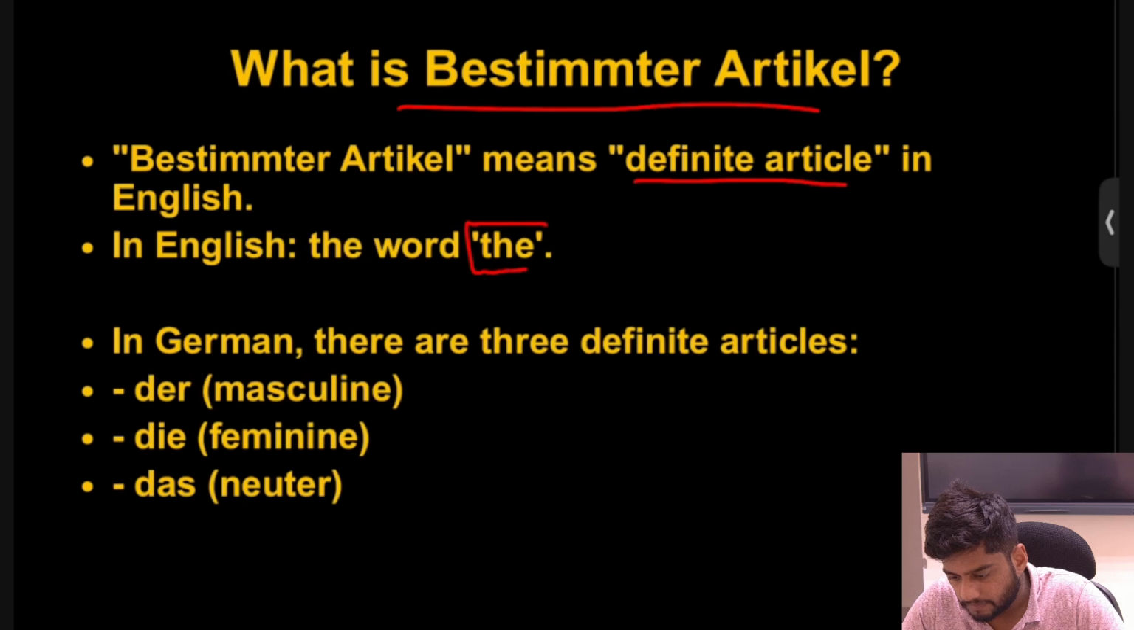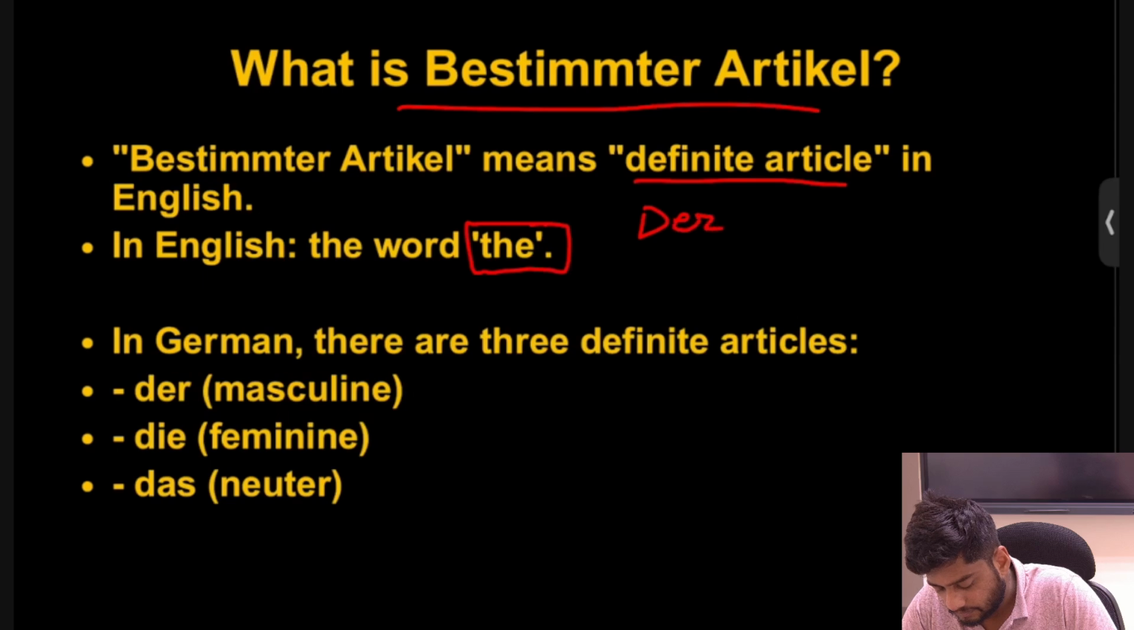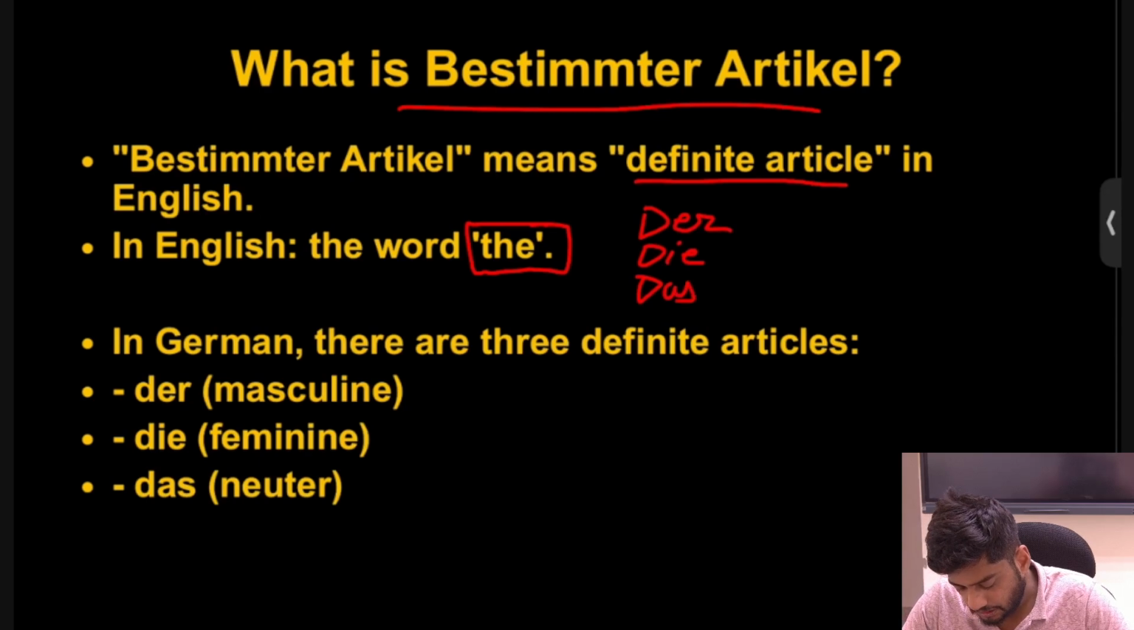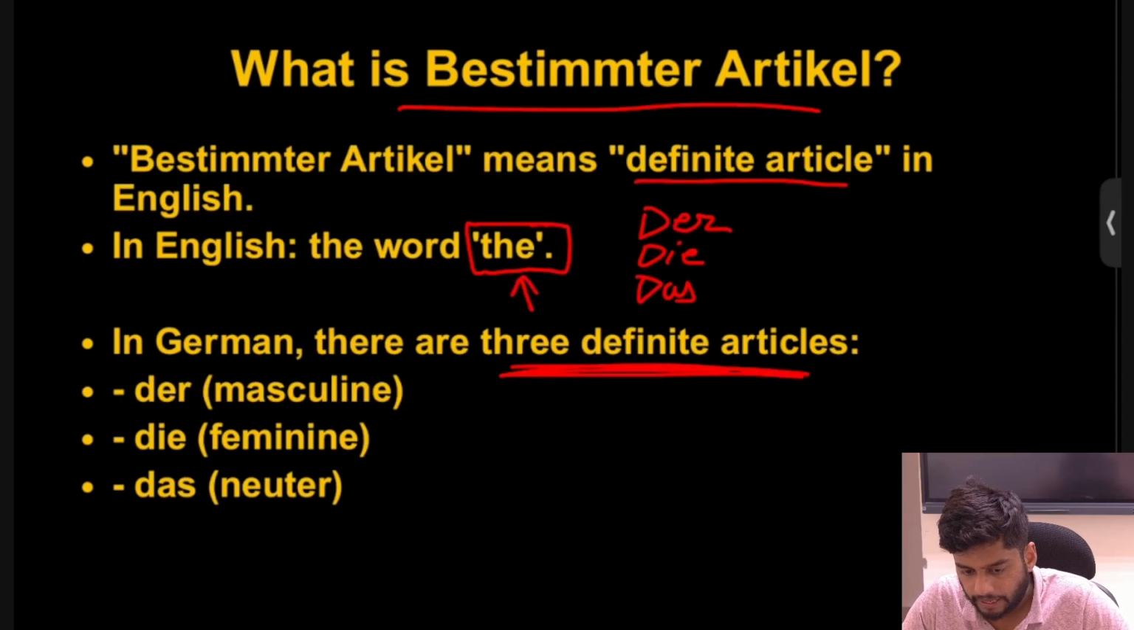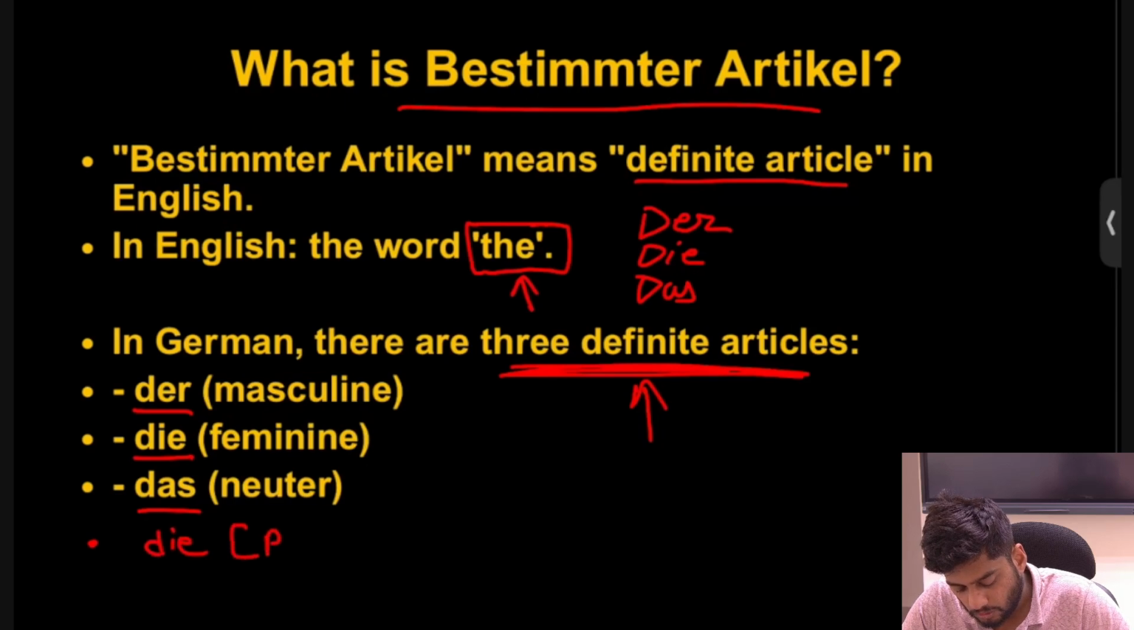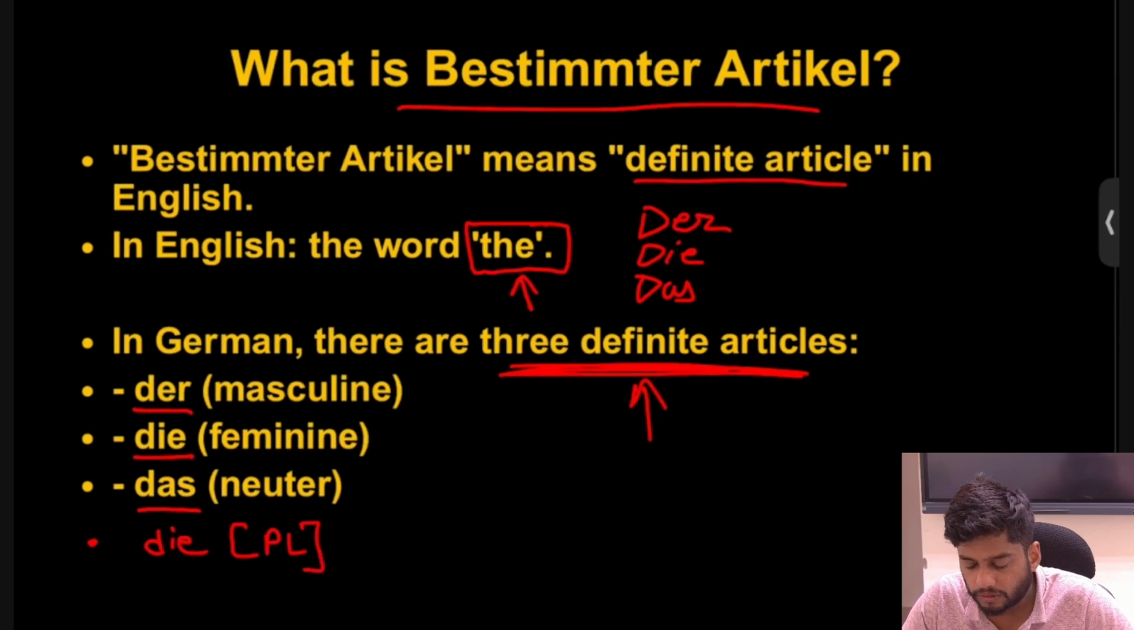So guys, in English we use the. In German there are three articles: der, die, das. Okay, in German there are three definite articles. In English there is only one, that is the. In German there are three articles. First is der, second is die, and third one is das. Okay, and guys there is one more, that is die. We use it for plural. Plural meaning more than one.